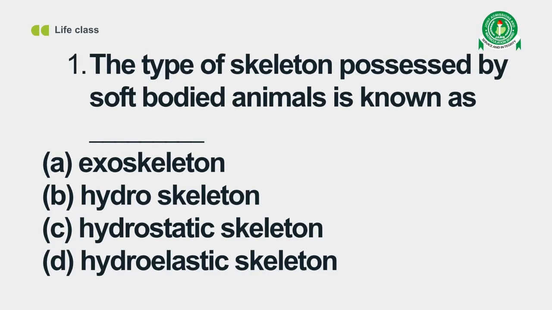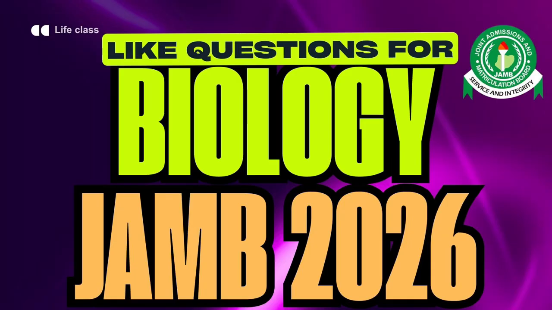The type of skeleton possessed by soft-bodied animals is known as dash. A. Exoskeleton, B. Hydroskeleton, C. Hydrostatic skeleton, D. Hydroelastic skeleton. So the correct answer here is C. Hydrostatic skeleton.